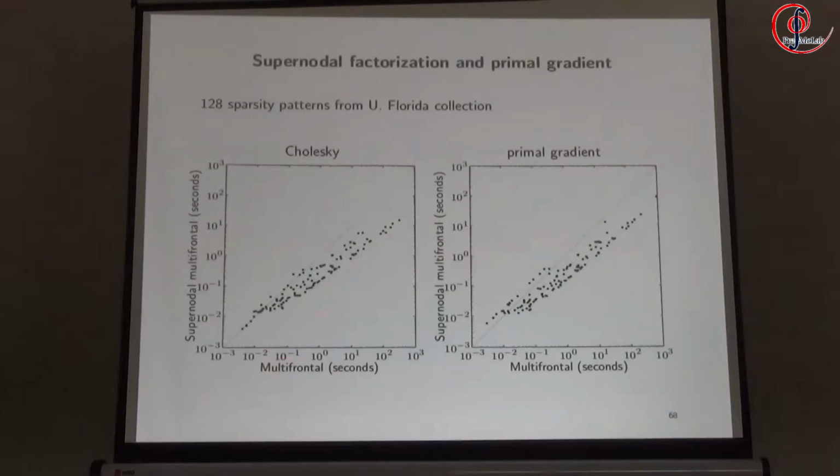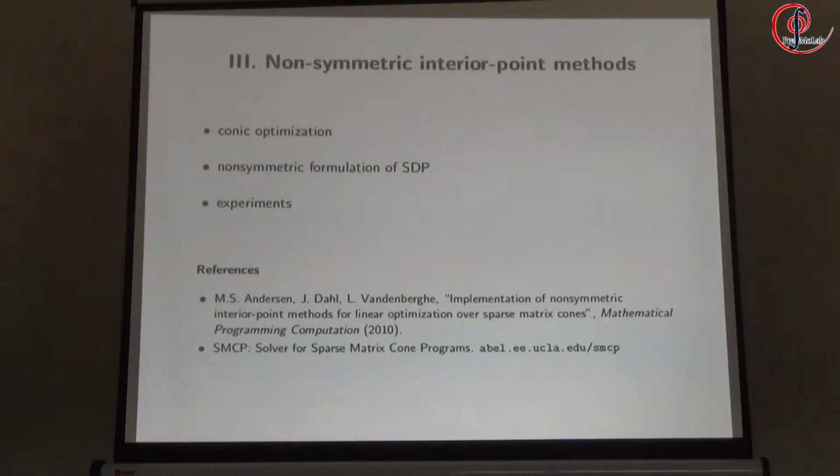So this is again for a supernodal version versus the scalar nodal version for a Cholesky factorization, you have this scale, and then for the projected gradient. So that finishes that part of the lecture.